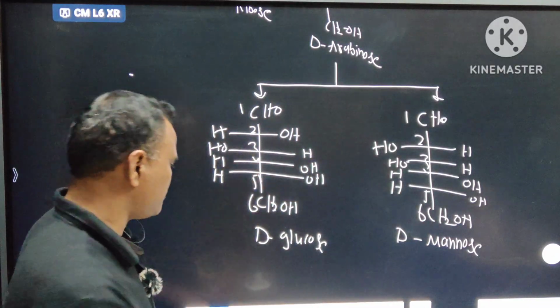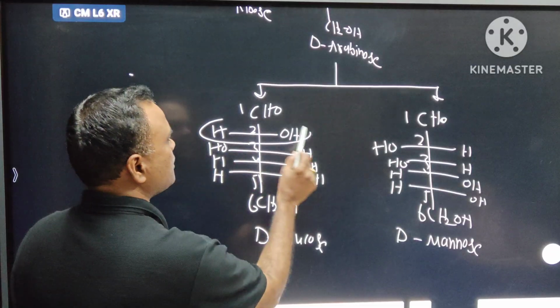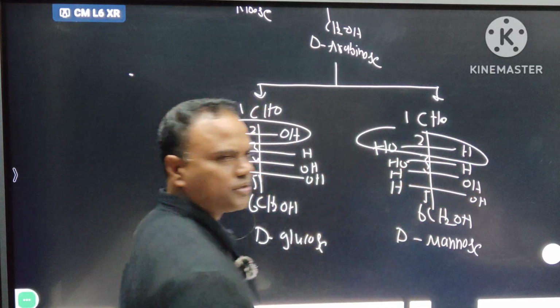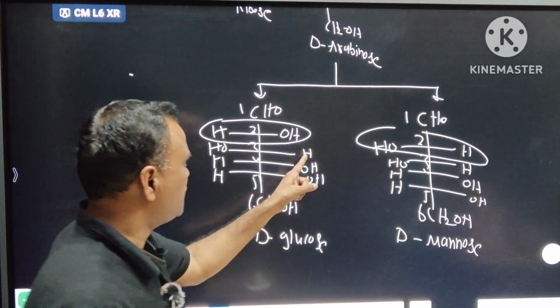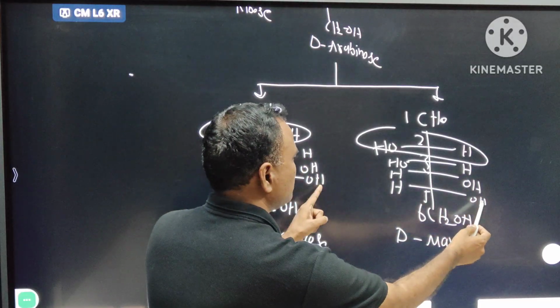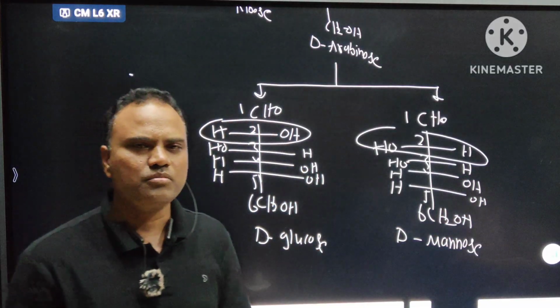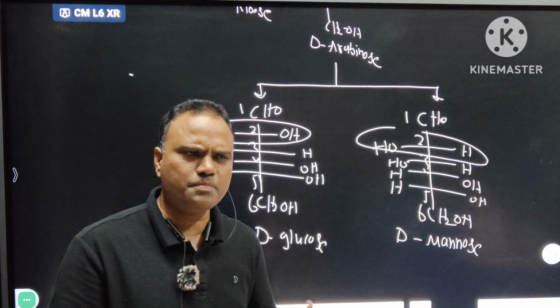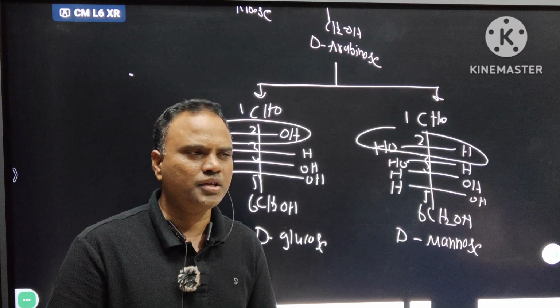They differ at which carbon? See, they differ at the second carbon or not? Here OH is on the right, here OH is on the left. And the remaining structure is the same: H, H, OH, OH, OH, OH. Everything is the same. But what is the difference? Second carbon. Just the pairs you have to remember.